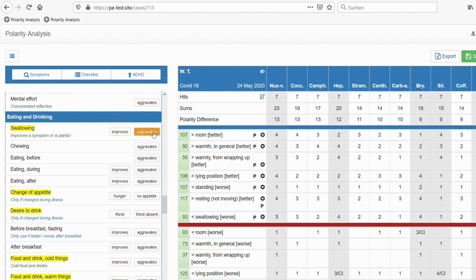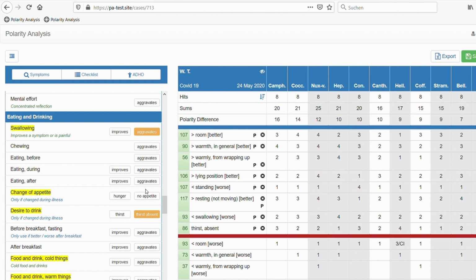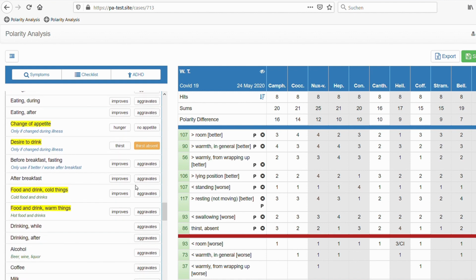And how is your appetite? It's normal. And your thirst? It's very much diminished. Okay, thirst absent. And do you prefer cold or warm food and drink? Doesn't matter. No difference. Okay.